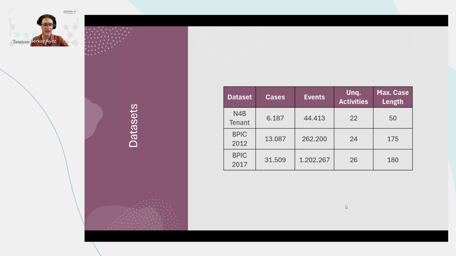The other two data sets are the 2012 and 2017 editions of the Business Process Intelligence Challenge process mining data sets. These data sets are actually favorites in the process anomaly detection community. They're also some of the most commonly used benchmark data sets. And that's why we prefer to use them.